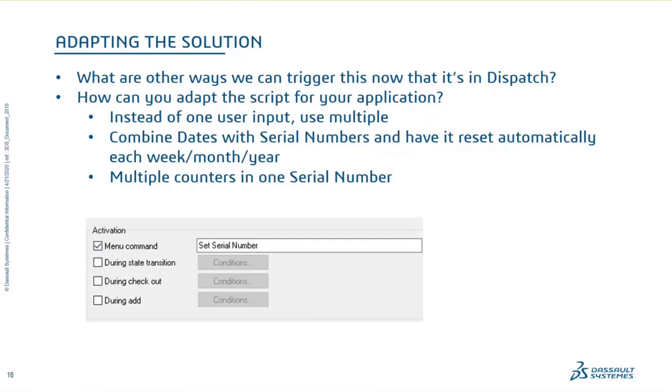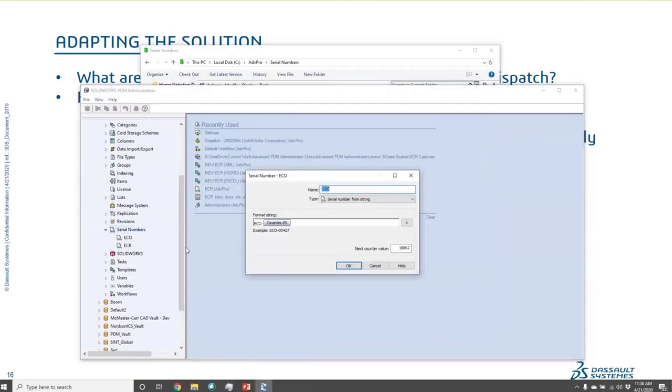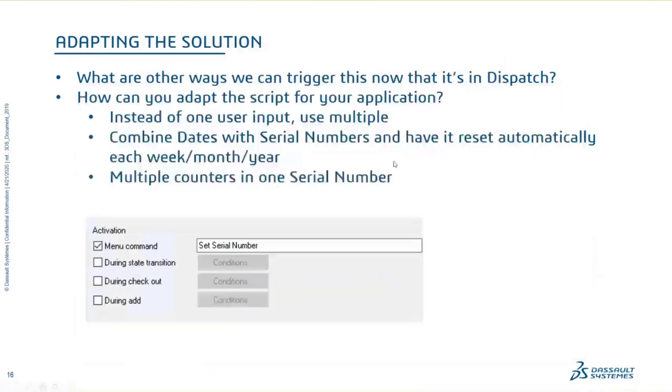How can you adapt it? The script itself, instead of one user input, you could have multiples. Like maybe there's an assembly number and a department number they need to put in. You could put both in and then have the counter. You could also combine dates with your serial numbers and have it reset automatically for weekly, monthly, year. If you have played with the serial numbers in PDM and you've tried to implement dates, there is a big limitation. You can put year, month, day, but it doesn't automatically reset to zero when it's a new month. Well, if we use dispatch, we can reset that to zero with a new month or a week or a year. So it gives us more versatility with dates. You could put multiple counters in one serial number if you wanted to as well.